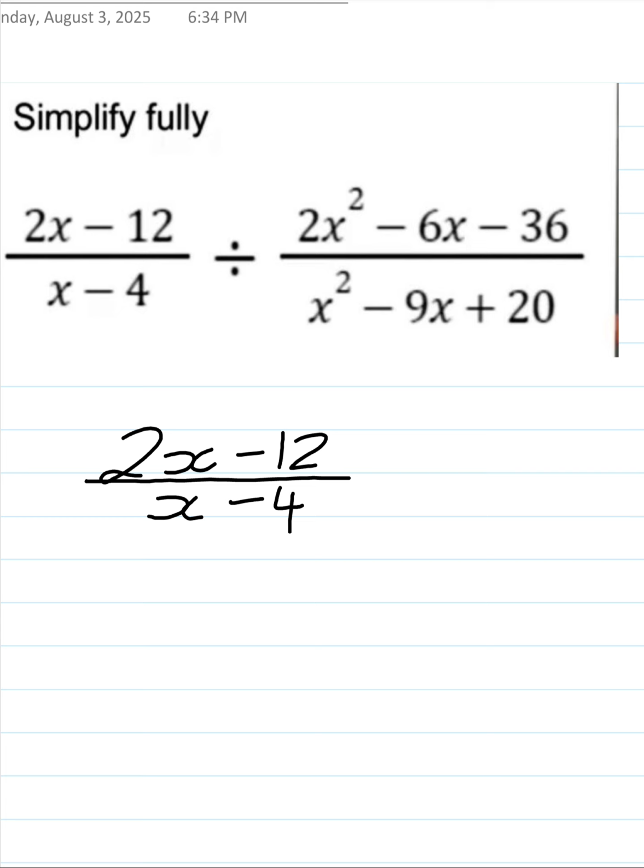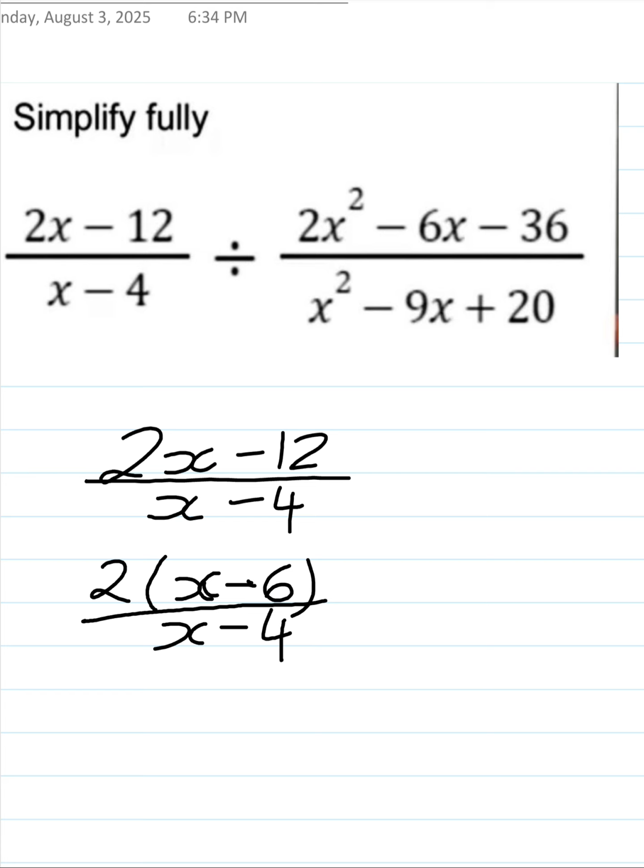Yes, we can. If we take out a factor of 2, we get 2 lots of x minus 6, because 2 times x gives us the 2x, and 2 times minus 6 gives us the minus 12. We now need to ask ourselves, can we factorise the bottom? No, there's not a common factor between the two, so the bottom remains as x minus 4.